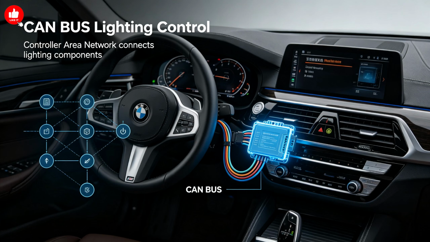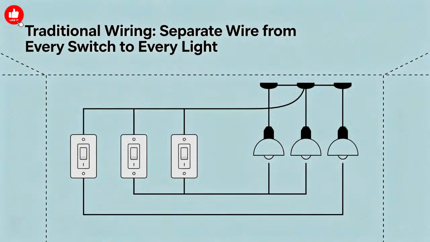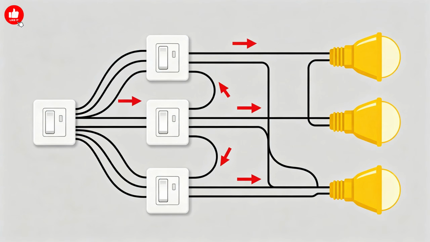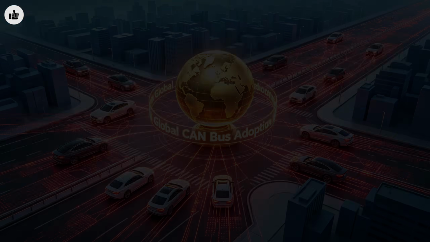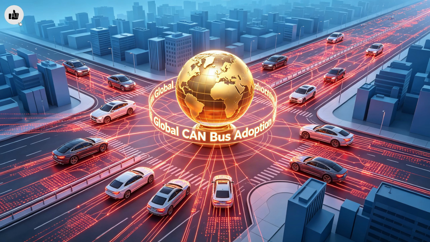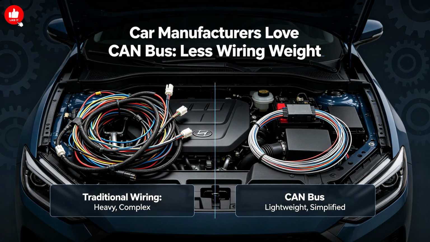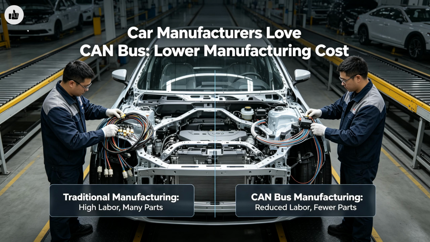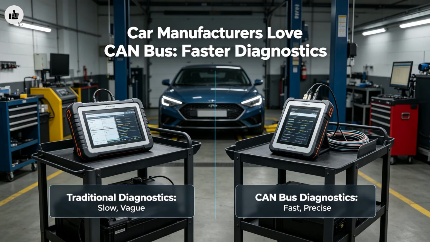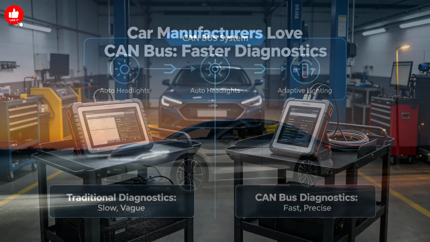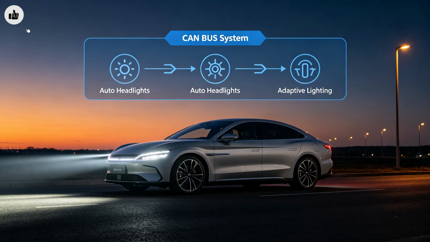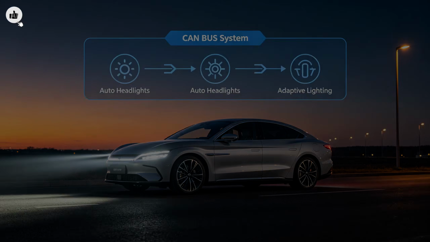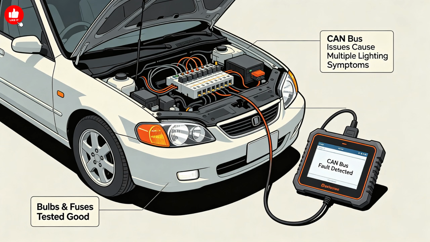CAN bus stands for Controller Area Network. Instead of running a separate wire from every switch to every light, modules communicate over a shared network. Manufacturers love CAN bus because of: 1. Less wiring weight. 2. Lower manufacturing cost. 3. Faster diagnostics. And lastly, advanced features like auto headlights and adaptive lighting. Note, a CAN bus fault can cause multiple lighting symptoms even when the bulbs and fuses are perfectly good.